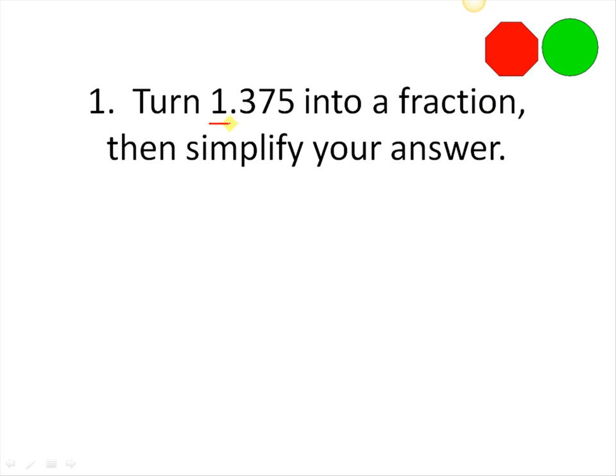Well, we know that we don't have to pay any regard to the decimal when we're taking a look at what our numerator will be. Our numerator in this case will be 1,375. And our denominator will have 1, 2, 3 zeros in it because there are 3 places to the right of the decimal, and all of that will come after a 1. So we have 1,375 over 1,000. Now we want to simplify that.